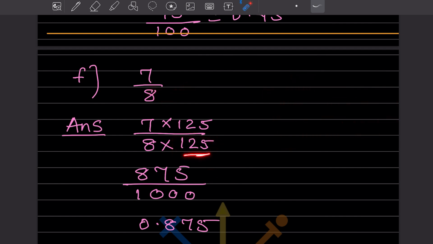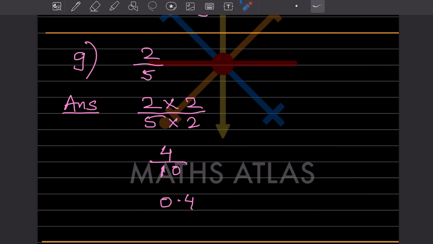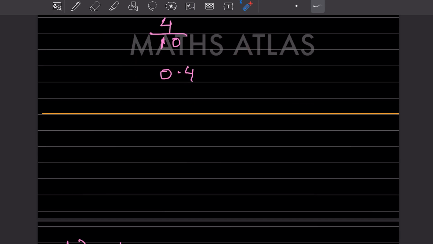So you have to multiply this by 125. So this also should be multiplied by 125. So this is 875 by 1000. So that is 0.875. Now here again, you can make it to 10, multiply by 2. So this also multiply by 2. So here it is going to be 4 by 10, which is 0.4.